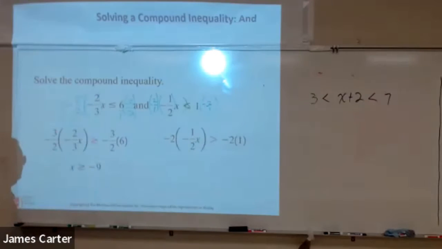So anyway, we got to this. The 2's cancel. The negatives cancel, leaving 1x. -2 times 1 is -2, so here is your solution to this part. This is an and, so we are looking for overlap, shared values.